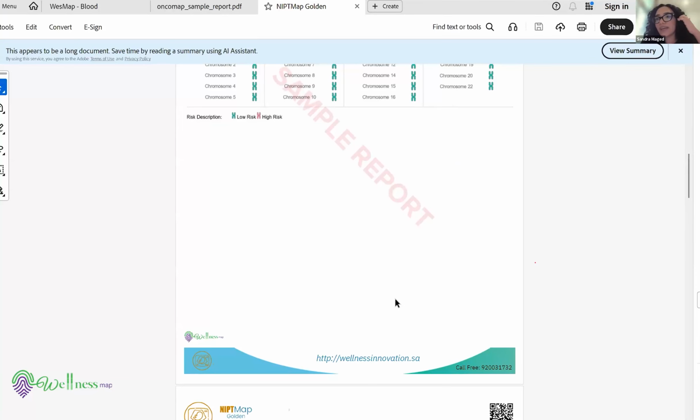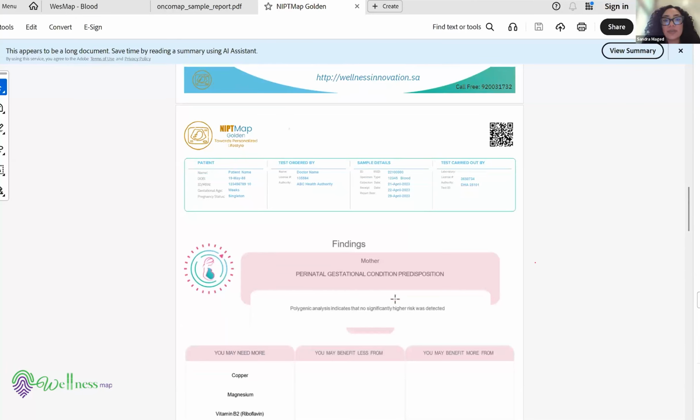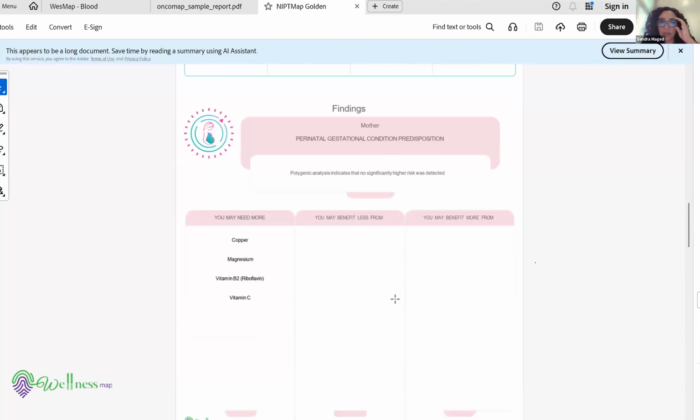And that's the end of the fetal part. Then after that, we start seeing the mother results. And then in the findings for the sample report, we see that this person had a prenatal gestational predisposition. A polygenic analysis has detected that it is significantly high in the specific case. That's the summary. Again, we're going to see the details later in the report.